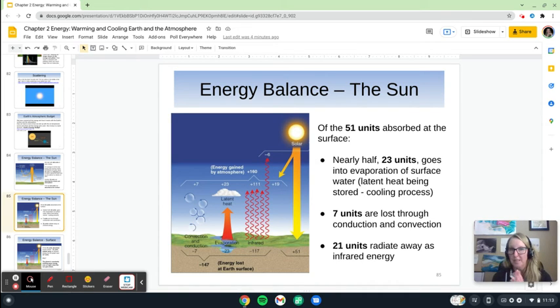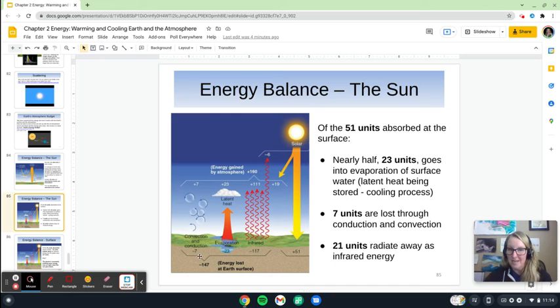Now we're going to take those 51 units and break them down by what happens at the surface, like emittance and absorption and radiation with the atmosphere. So 51 units in, they're right here. Now we're going to go through all of these things. Nearly half, so 23 units, go into evaporation at the surface. Remember, evaporation is a cooling process and latent heat is being stored. So of the 51 units, we lose 23 to evaporation of water, and that's in rivers, lakes, but also from plants, all that stuff.